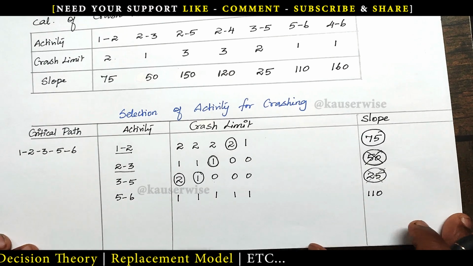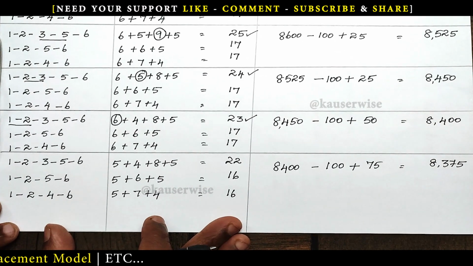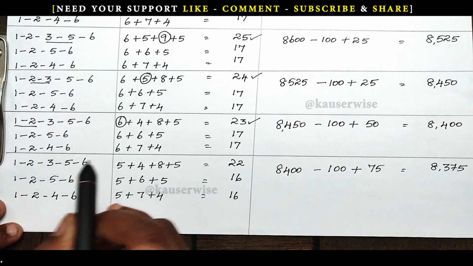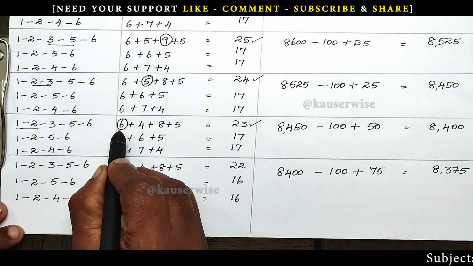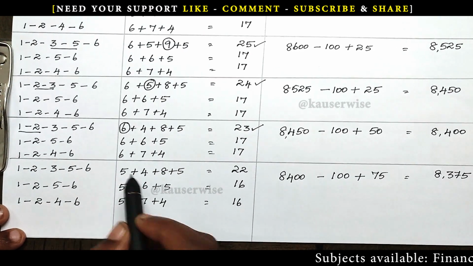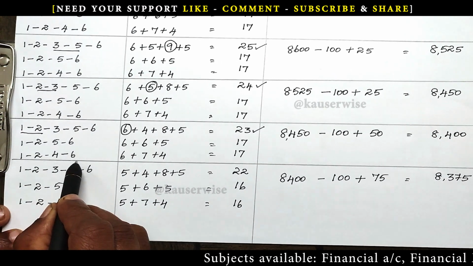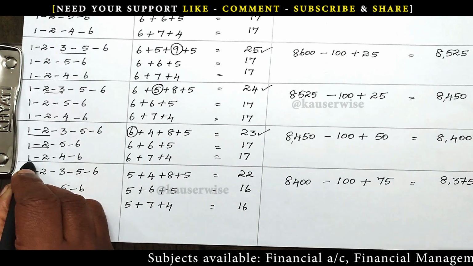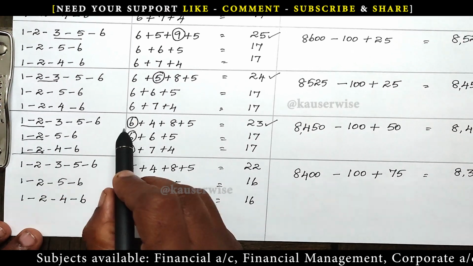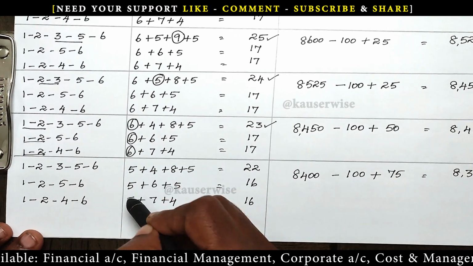Okay, see the table of crashing the network. According to the previous calculation, we have found that activity 1, 2 can be crashed by 1 day. So what is the normal duration? 6. Now we are going to reduce 1 day. It will become 5 days. The same activity is applicable in the other two parts also. Activity 1, 2 duration will be reduced from 6 to 5, so here also 6 to 5 and here also 6 to 5.